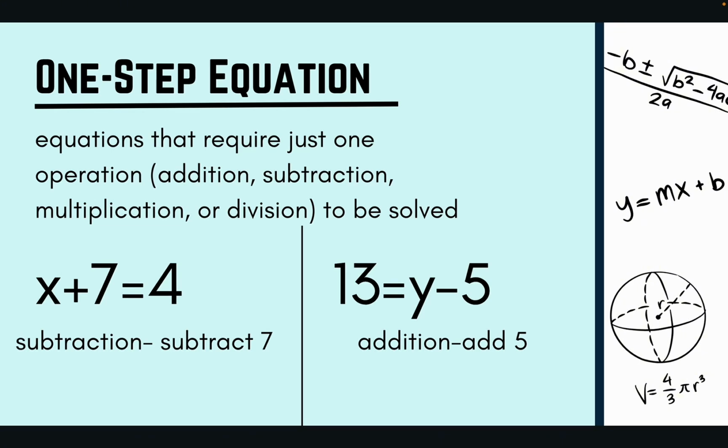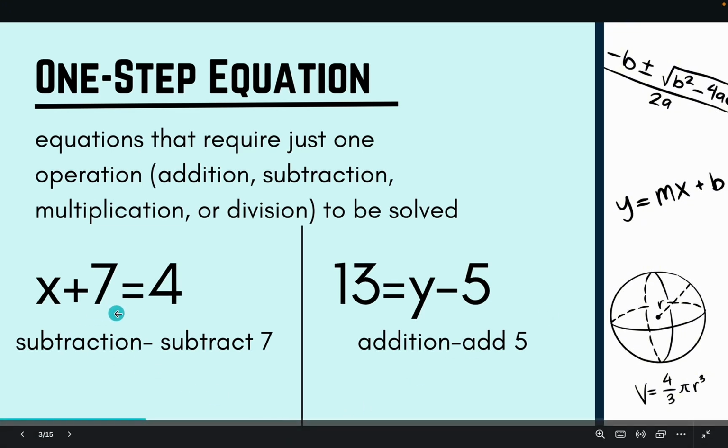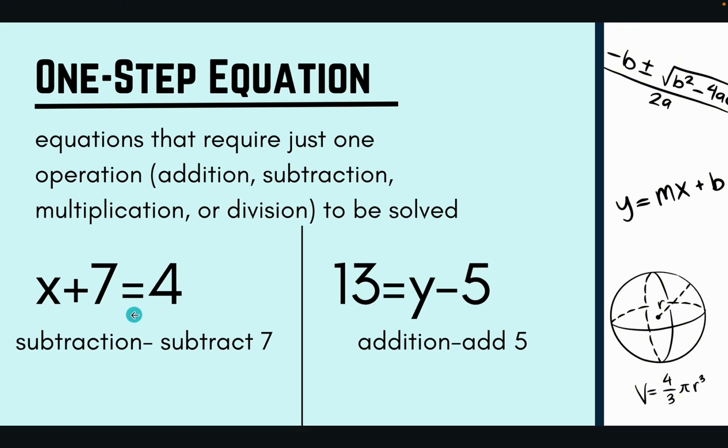One-step equations are equations that require just one operation, such as addition, subtraction, multiplication, or division, to be solved. So x plus 7 equals 4. In order to make x stay by itself on one side, you have to subtract, which is an inverse operation. If it's plus, you have to use subtraction. So you subtract 7 from both sides to make x stay by itself on one side.